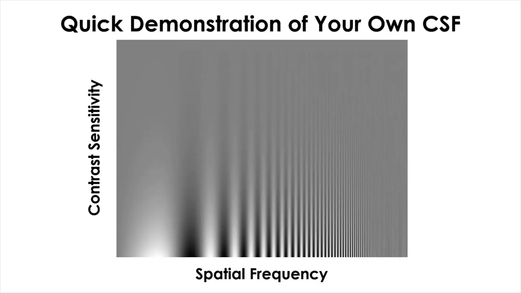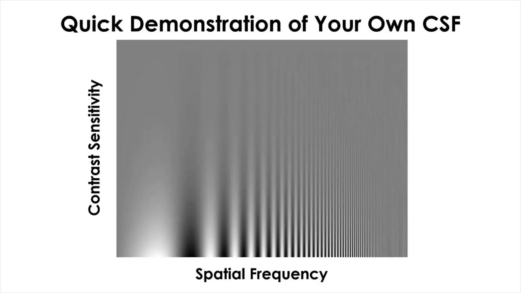So the left of the graph represents low spatial frequency, where the black and white bars are wider, and they're getting narrower and narrower to the right, representing higher spatial frequency. And the contrast also varies in log scale along the vertical axis from 100% to about 0.4%. So the bottom of the graph has the highest contrast and gradually blends into the background as you go up the graph. So if you connect the points where the grating disappears into the background across the spatial frequencies, then you will be able to see your own contrast sensitivity function.